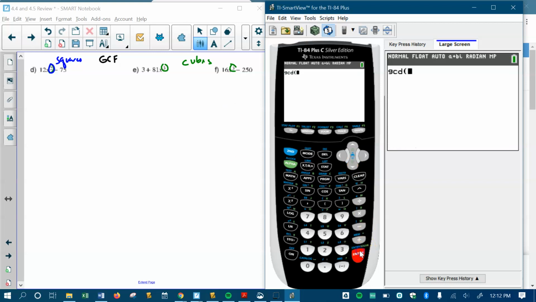Here's how it works. So I select that option. That was math number 9. And when I do that, I can enter 12, and I can do comma, and I can do 75. And then when I close parentheses and push enter, it's going to give me the greatest common factor. It's 3. Cool.